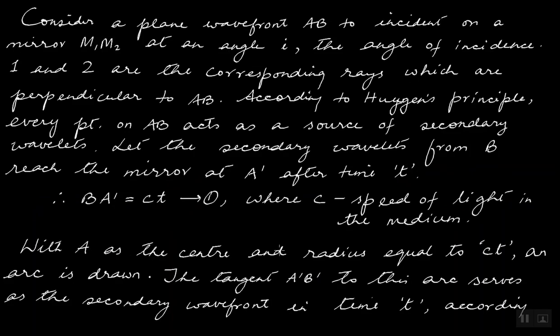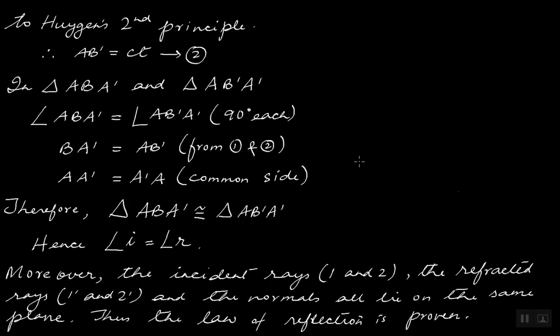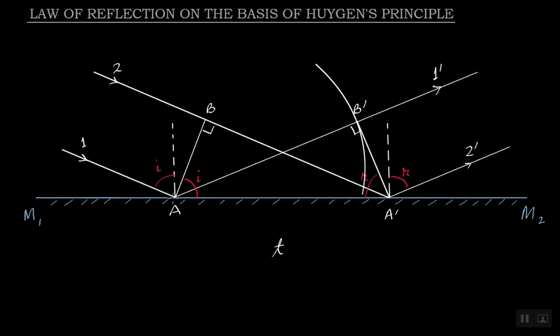With A as a center and radius equal to CT, an arc is drawn. The tangent A dash B dash to this arc serves as the secondary wavefront in the time t, according to Huygens' second principle. Okay, so this means that we are taking A as a center and we measure a length equal to CT and we draw this arc.